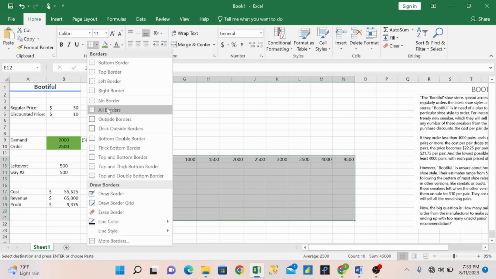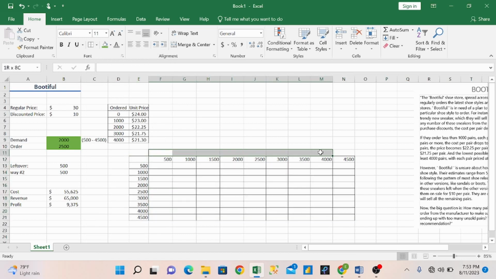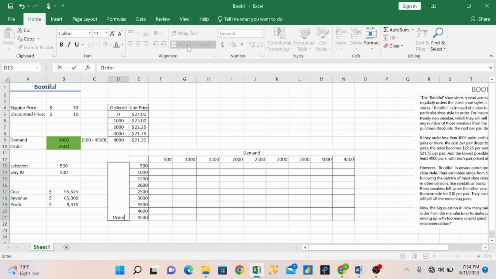Okay, so create borders. Okay, so I will want to name this demand, and I'll call this my order. So ideally, you would want to fill these empty cells. There are two ways to do this. You can do this by hand. So if my demand is 500 and my order is 500, so what is my profit? 3k. So equal 3k.